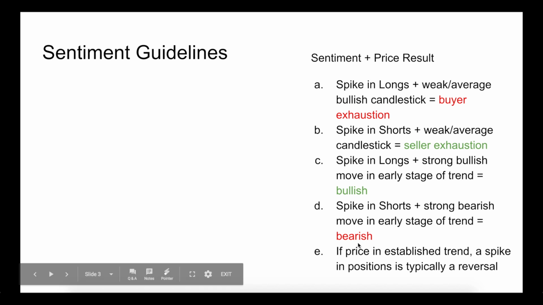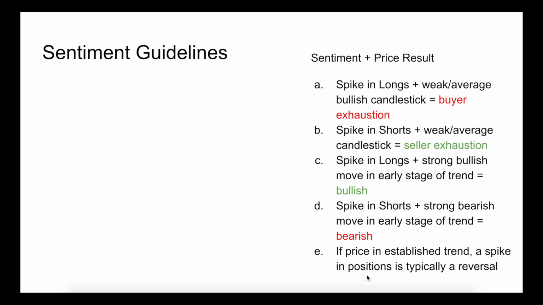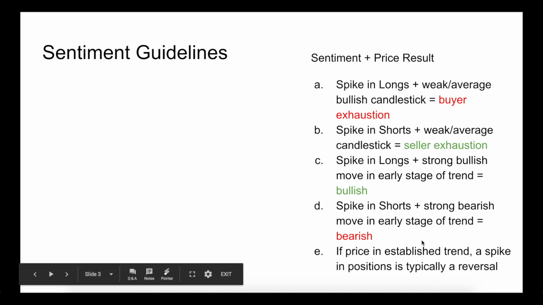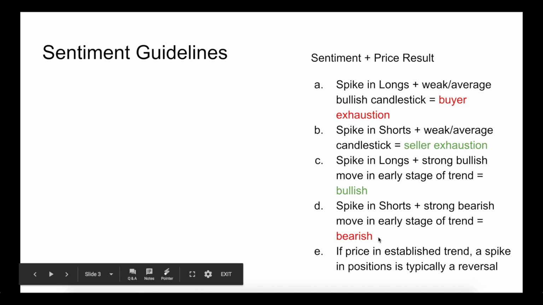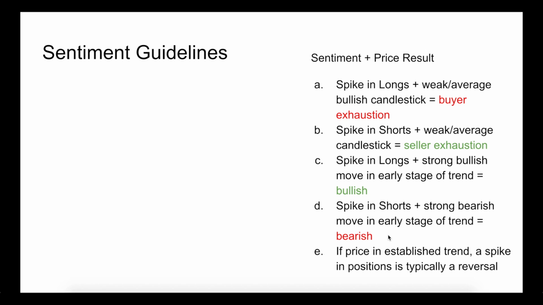That's another reason why it's even stronger when price is in an established uptrend and then you see a spike in buying, or price is in an established downtrend and then you see a spike in selling. This typically indicates a reversal, but of course you always want to look at momentum. A spike in longs plus a strong bullish move in the early stages of a trend is typically going to be bullish. A spike in shorts plus a strong bearish move in the early stage of a downtrend is typically going to be bearish. That may seem complex at first and hard to differentiate, but just remember the three things.